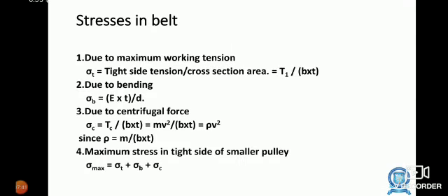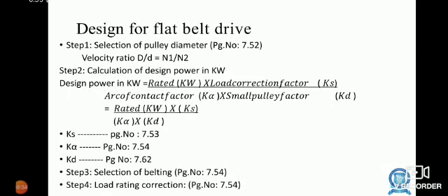Stresses in belt. Sigma T, tight side tension divided by cross-sectional area. Sigma B equals E times t divided by diameter. Sigma C equals TC divided by b times t, equals m v squared divided by b times t, equals rho v squared. Maximum stress in the tight side of the smaller pulley, sigma max equals sigma T plus sigma B plus sigma C.